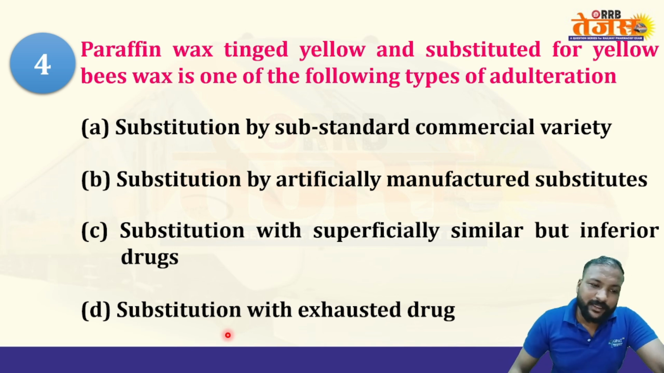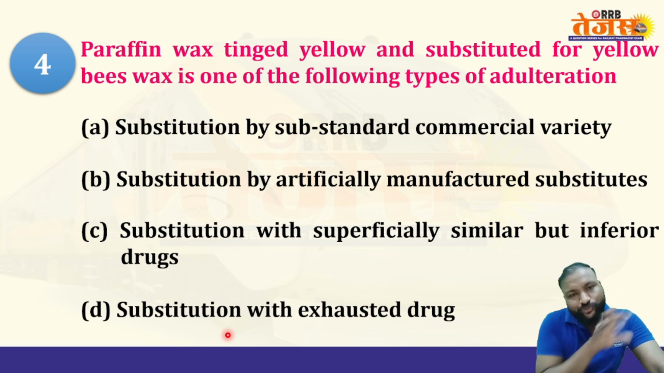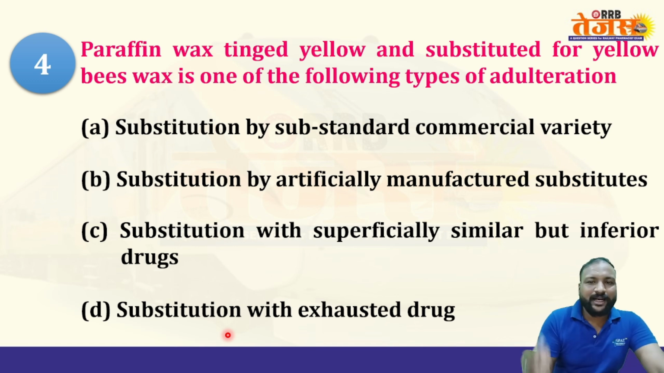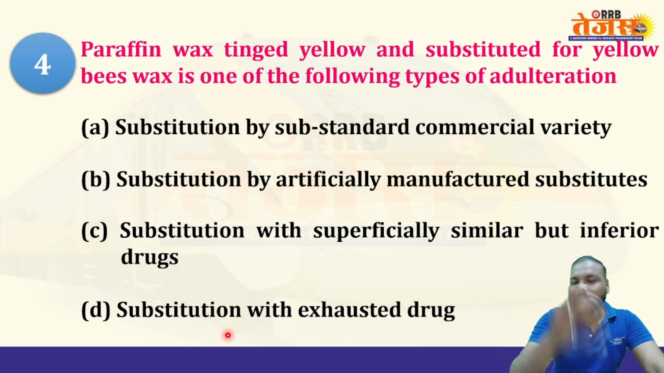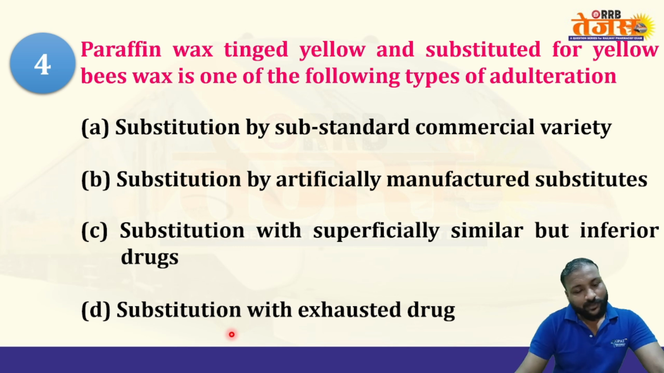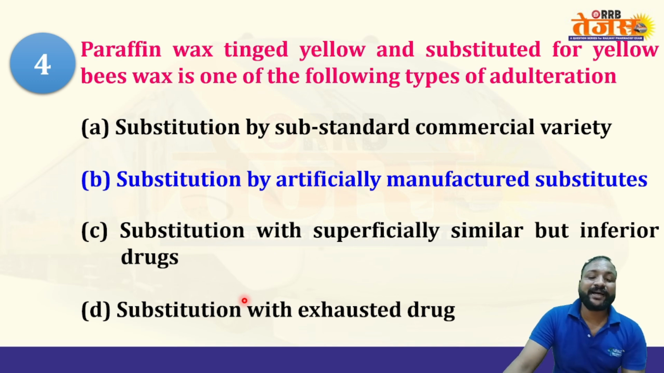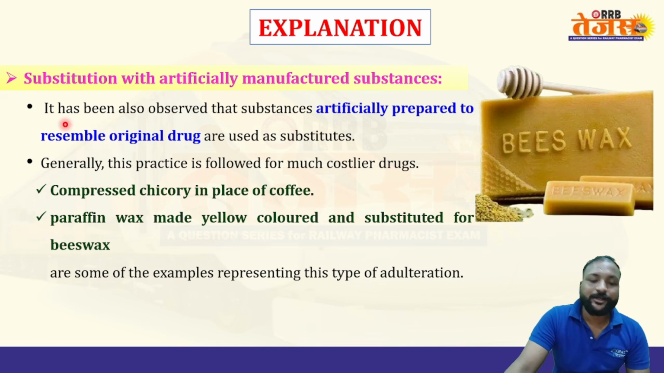Yes, please read carefully while you're going through the question, because sometimes due to some other reasons, we may read the question in the wrong manner. Okay, so tell me the right answer here. Yes, so let me check the right answer. Option B is correct. Substitution by artificially manufactured substitute. Okay, so it comes under substitution with artificially manufactured substances.